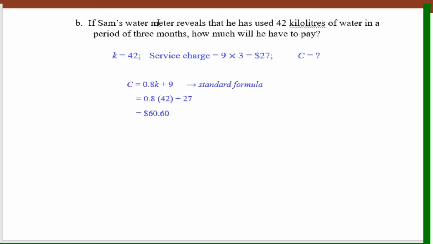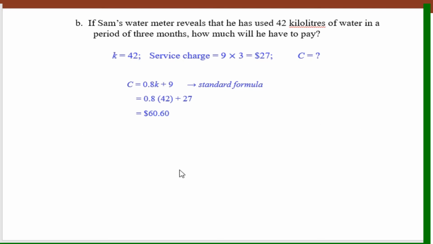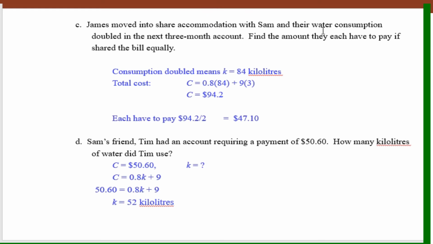Next one, Sam's water meter reveals that he has used 42 kiloliters of water in 3 months. How much will he have to pay? 42 kiloliters of water means K is equal to 42. So you just substitute 42 into this equation. The standard formula is supposed to be 9, but now it's for 3 months, so it's 27 as per earlier. You'll get $60.60.